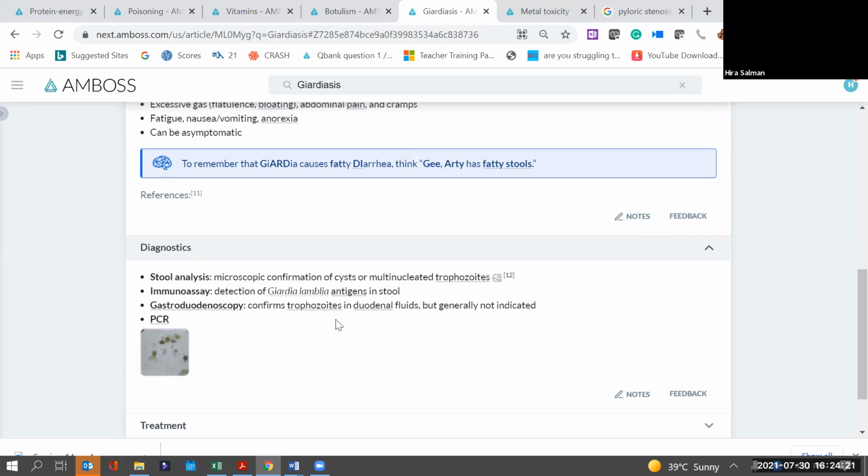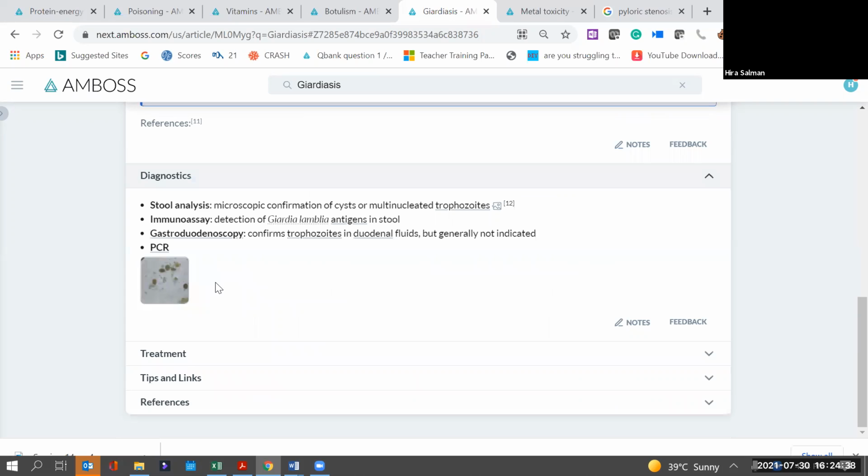You will go for the stool analysis, stool DR, and you will see exactly trophozoites. If trophozoites are there, then the giardiasis will be confirmed. Then we have immunoassay, gastroduodenoscopy, and PCR, but these are not needed. If on stool analysis you can easily appreciate trophozoites, you don't need anything else.